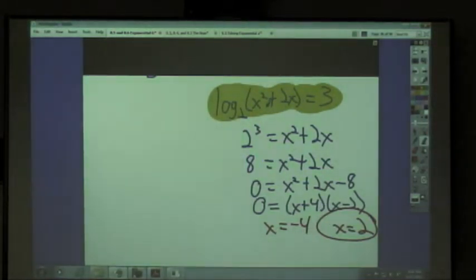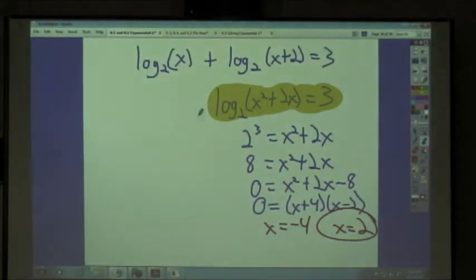If you can plug this number into the original equation and it works, then that means it's not extraneous. But if you plug it into the original equation and it doesn't work, that means it is extraneous. So be careful with that when you're looking at those that involve extraneous solutions.